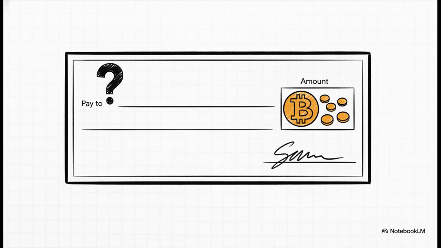Or how about a bearer check? With SIGHASH none, you can sign a transaction that promises to spend a certain amount of Bitcoin, but since you didn't sign the outputs, whoever is holding that partially signed transaction can just fill in their own address as the recipient and claim the funds. You've just created a true digital bearer asset. Possession of the transaction is ownership of the funds.